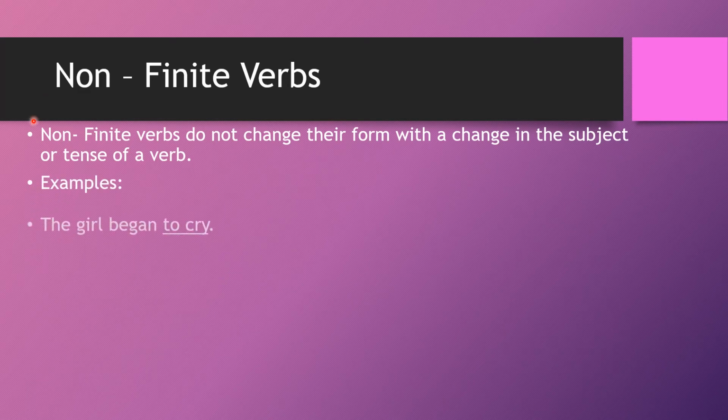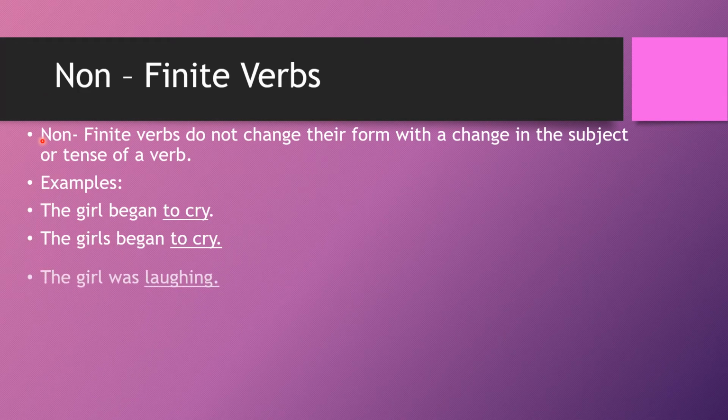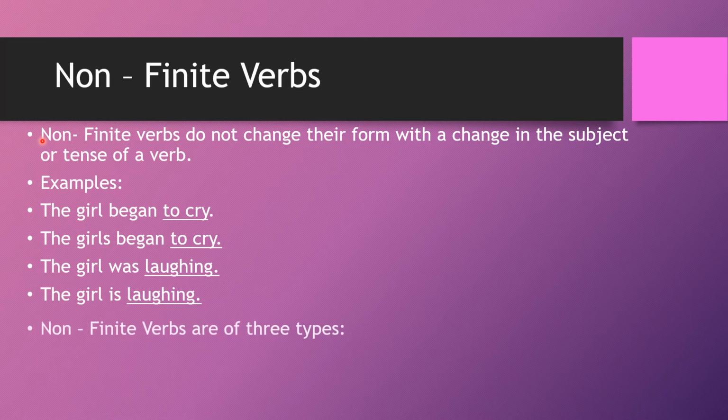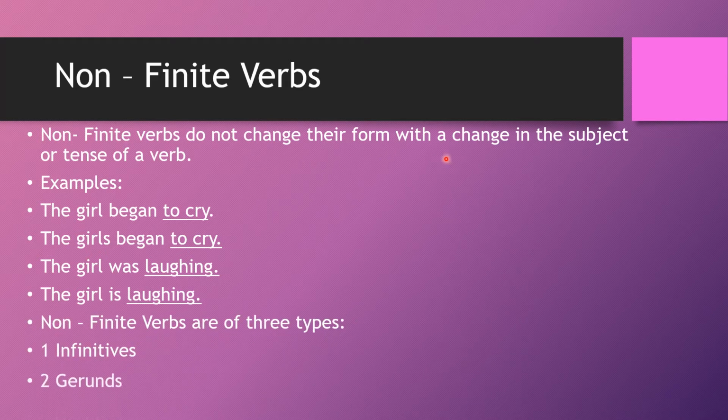Non-finite verbs. What are non-finite verbs? Non-finite verbs do not change their form with a change in the subject or tense of a verb. Look at the following examples. The girl began to cry. The girls began to cry. The girl was laughing. The girl is laughing. So what are non-finite verbs? They do not change their form even with a change in the subject or tense of the verb.